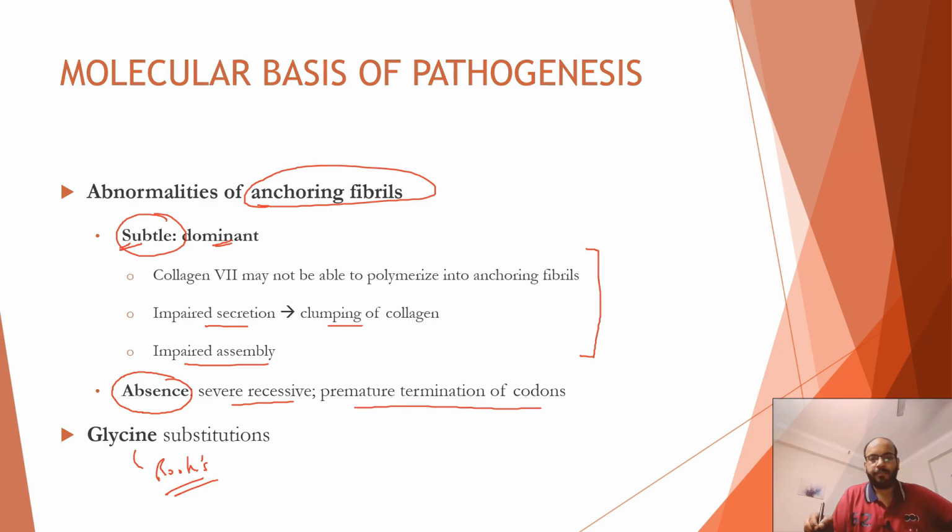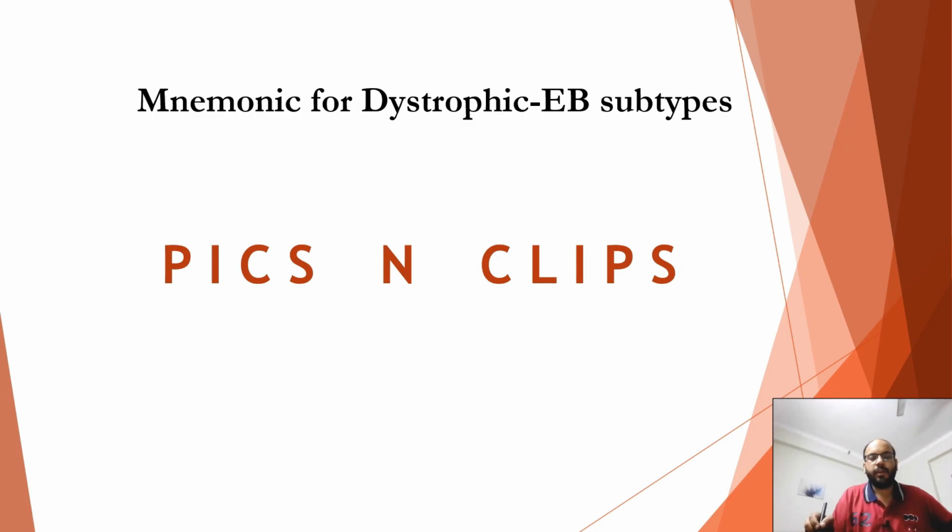Now, coming to the mnemonic to learn about different dystrophic EB subtypes. The mnemonic is PICS and CLIPS. Okay, PICS and CLIPS, picks and clips. Okay, let's learn what we have here. So P stands for the Pruriginosa type, EB pruriginosa. Okay, tibial involvement, prurigo-like lesions, itchy, give thalidomide.